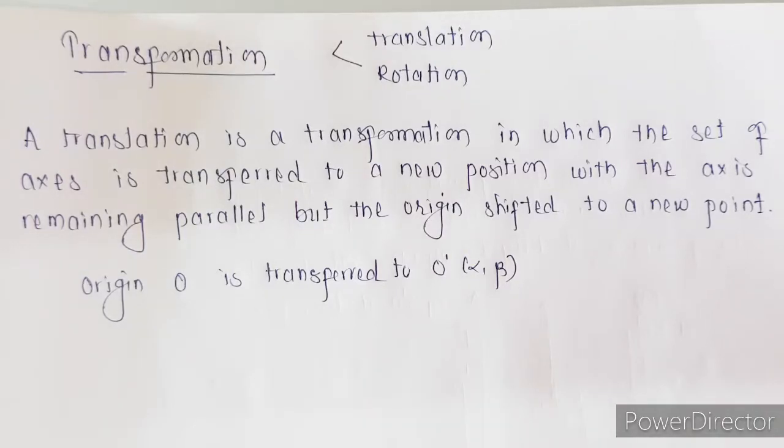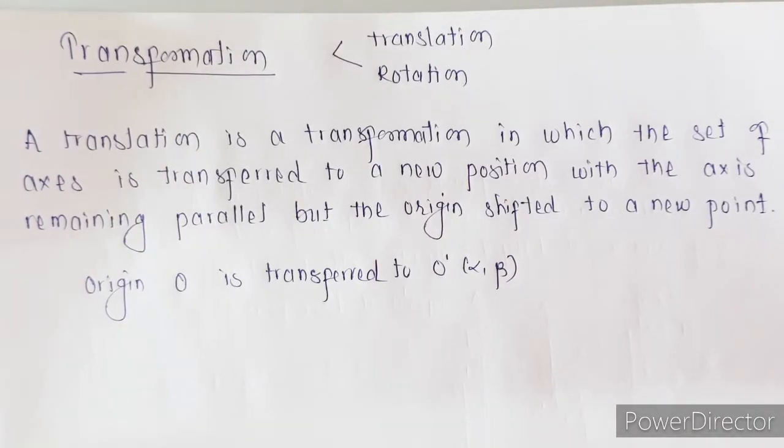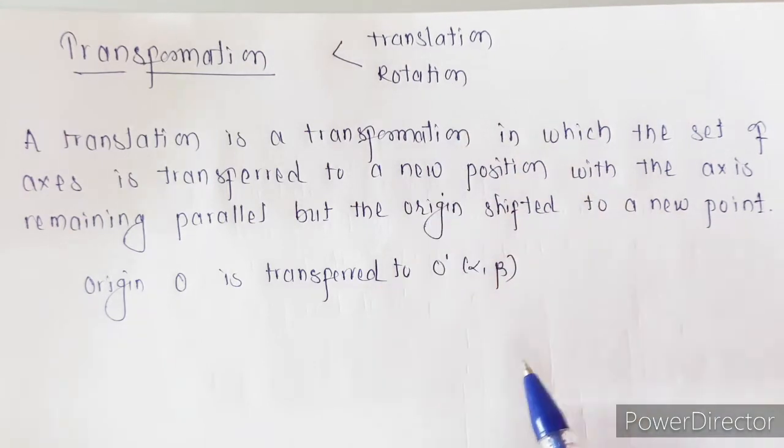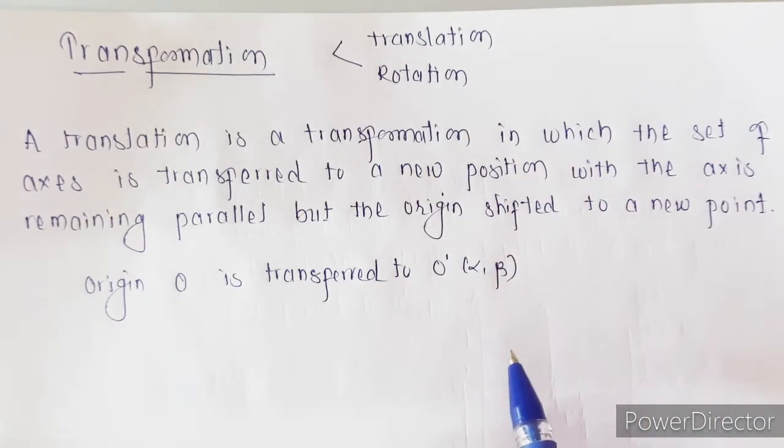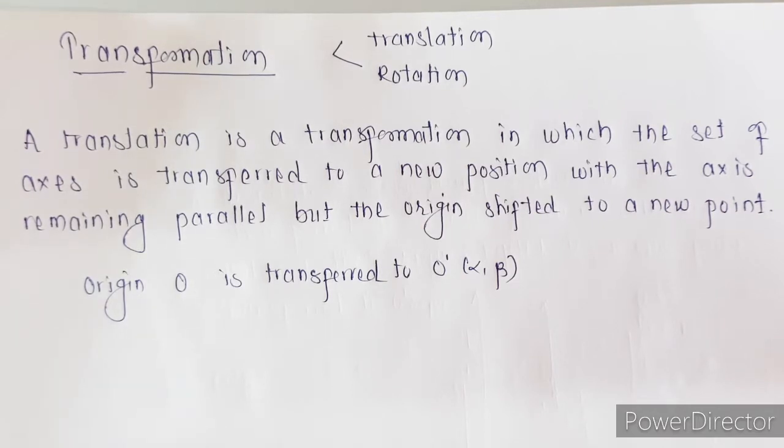Next topic is transformation, and under transformation we will be studying translation and rotation. So first let's start with translation. Now a translation is a transformation in which the set of axes is transformed to a new position, with the axes remaining parallel but the origin shifted to the new point.